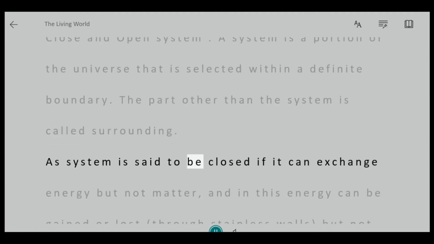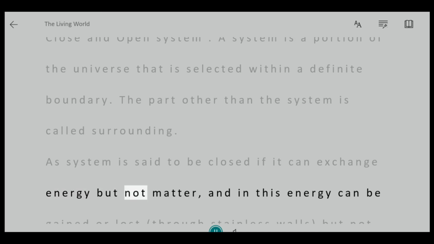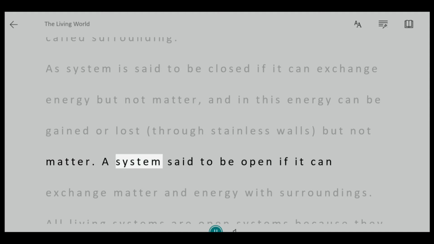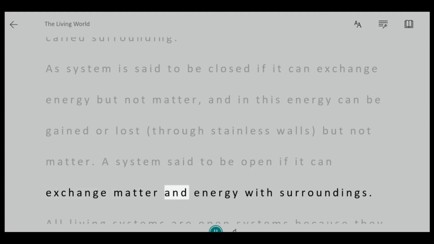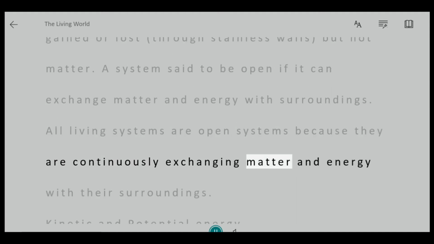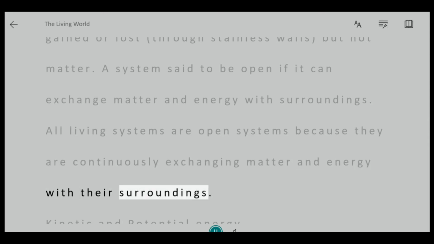A system is said to be closed if it can exchange energy but not matter, and in this, energy can be gained or lost through its walls, but not matter. A system is said to be open if it can exchange matter and energy with surroundings. All living systems are open systems because they are continuously exchanging matter and energy with their surroundings.